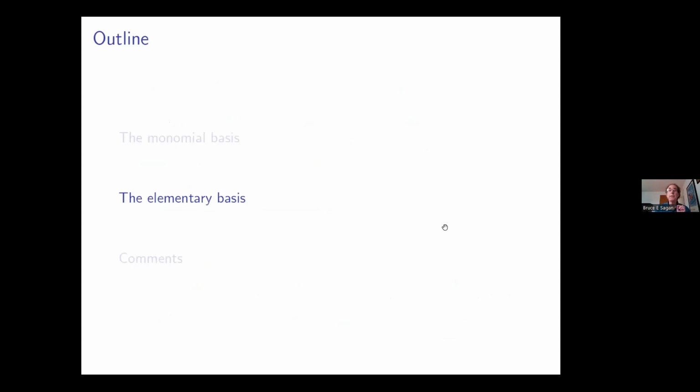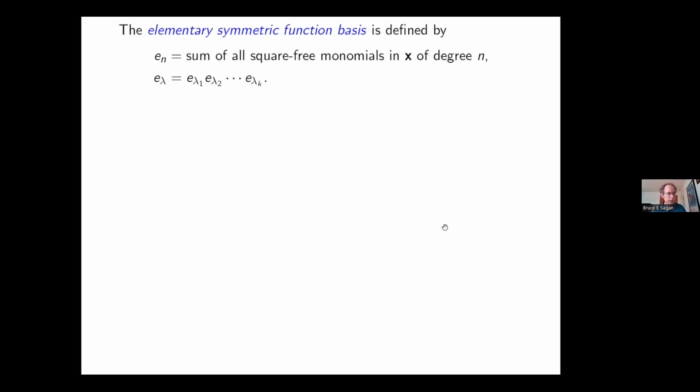So let's talk about the elementary basis. Elementary symmetric functions are defined in two parts. First, E sub n, for a positive integer n. You just sum all the square-free monomials in x of degree n. And then to get E lambda for a partition, you just take the product of the individual E sub lambda i's as defined in the previous line. So for example, for E sub 3, you'd have all things of the form xi, xj, xk, where i, j and k are different. And then for E433, we would just multiply E4 times E3 times E3, where E3 is given above and E4 should be pretty obvious.